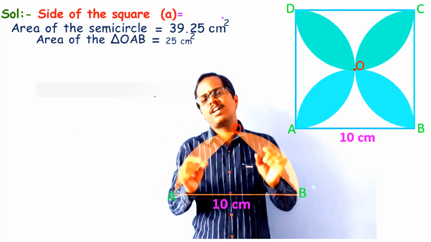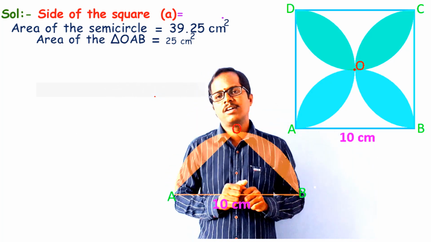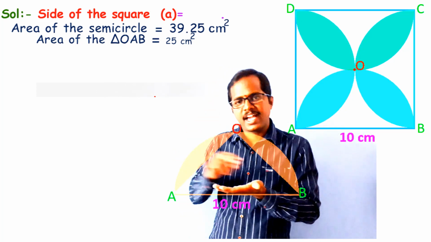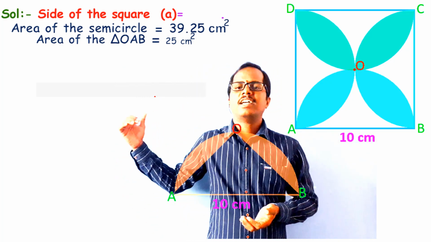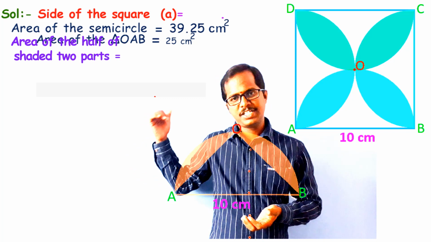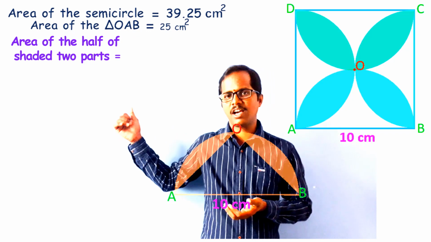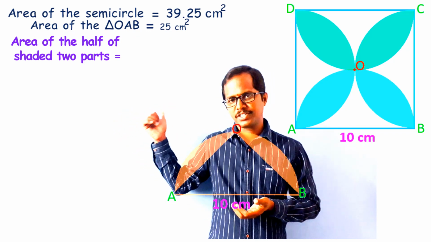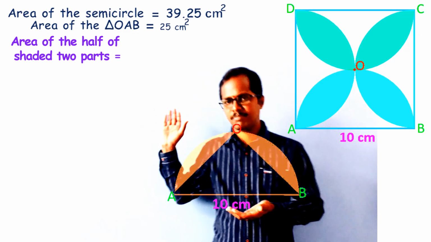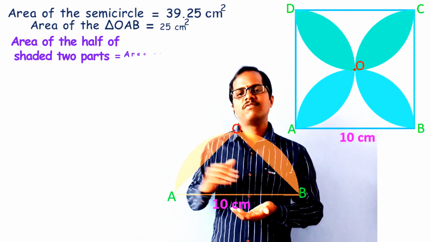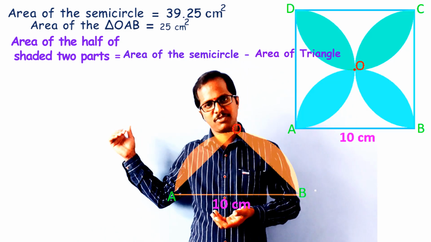So that means we are finding the area of half of the shaded parts. How? By subtracting the area of the triangle from the area of the semicircle. So let's write the area of half of the shaded parts in semicircle AOB. How do we get this? We have to subtract the area of triangle AOB from the area of the semicircle AOB. So let us substitute these values.